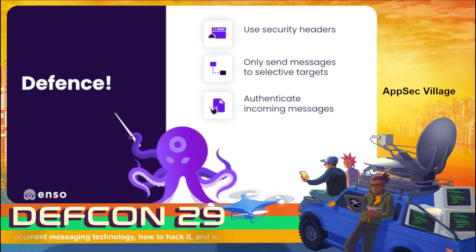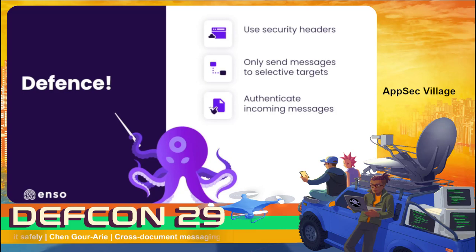We need to use security headers when we can. We need to instruct developers to only send messages to selective targets. If they are sending to wildcard, it must be something that is purely non-sensitive, if such a thing exists. And they need to authenticate incoming messages before they process them.